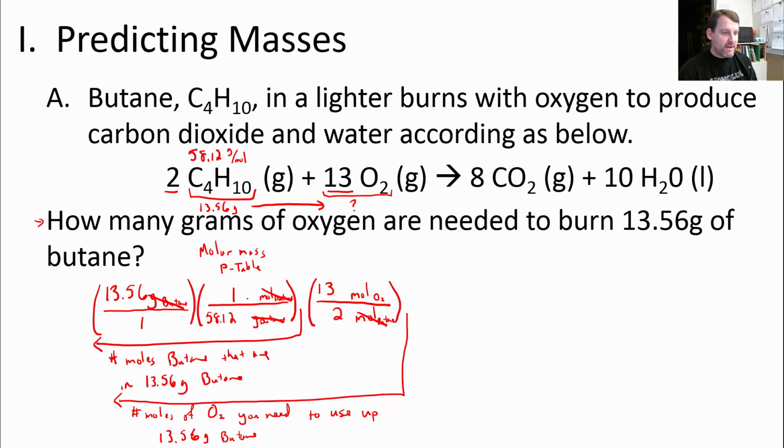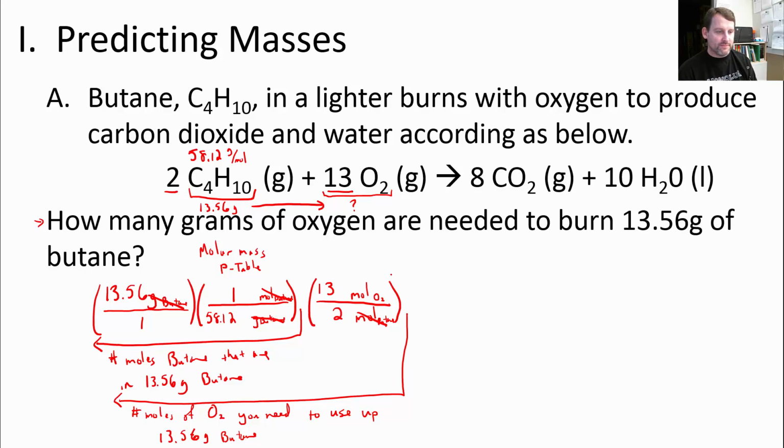Notice how our language has changed. Here, this many moles is in that many grams, so we used "in" here. This one, oxygen's not in the butane, so we can't use that language anymore. This oxygen is something separate. It's not in the butane. It's what you need in order to use up this amount. That's super cool. Like, we just predicted how many moles of oxygen we need to use up that much butane. 13.56 grams, I should say.